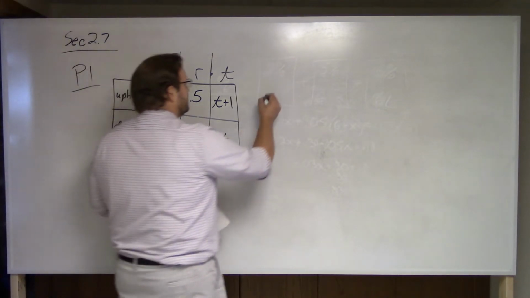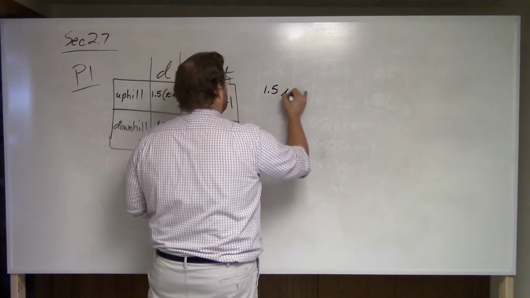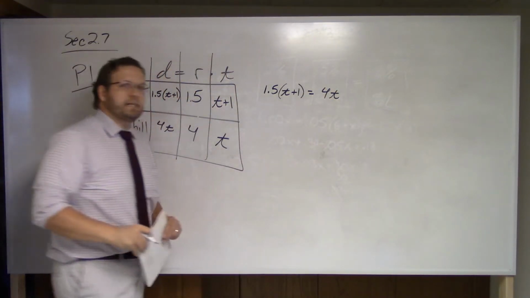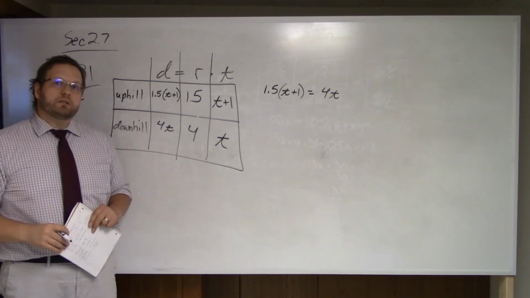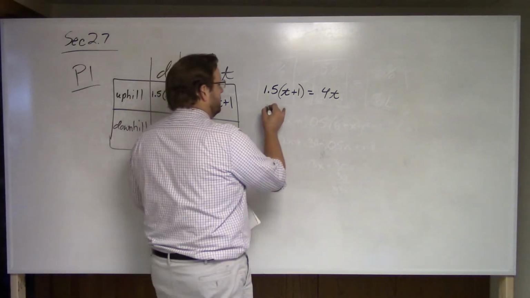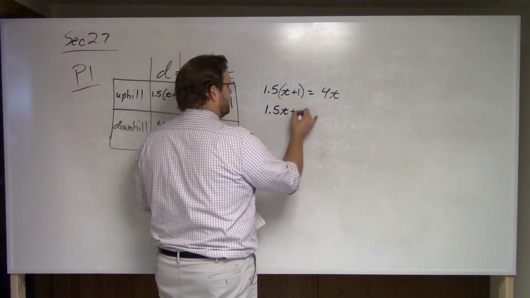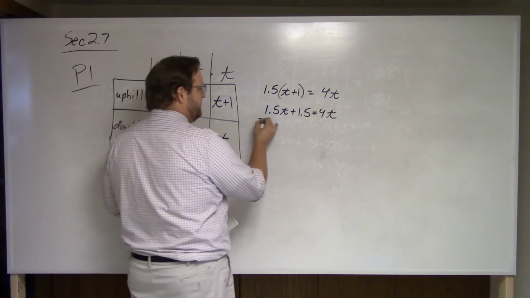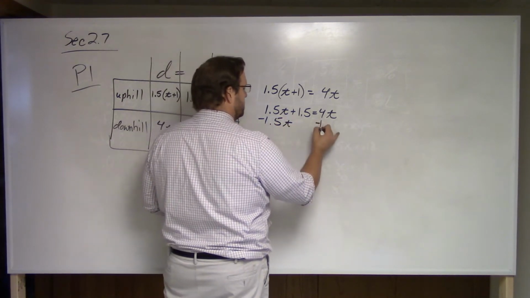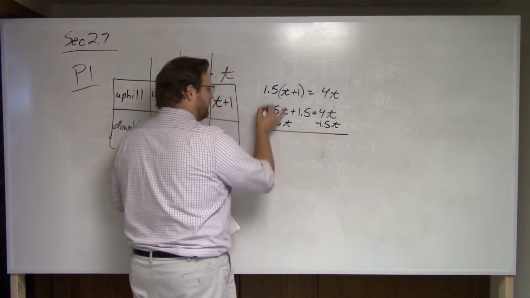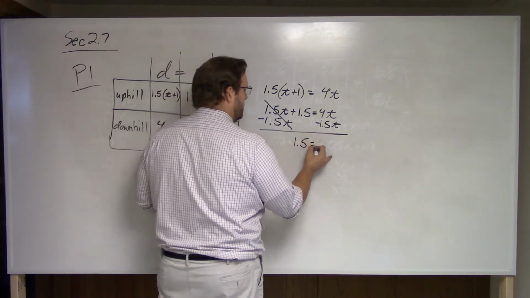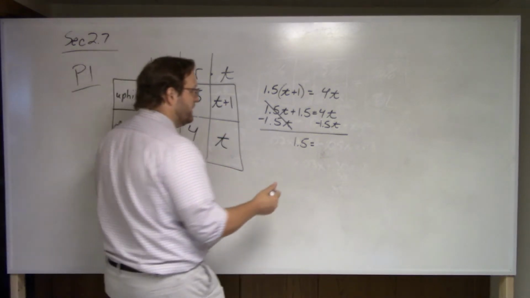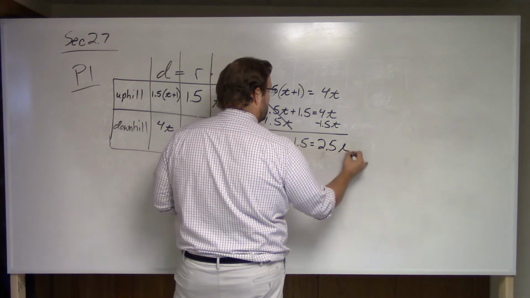And what that gives us is an equation to solve. So we've got distribution, then get the variable on one side. Be careful: we've got 4 minus 1 is 3, minus 0.5 is 2.5t.